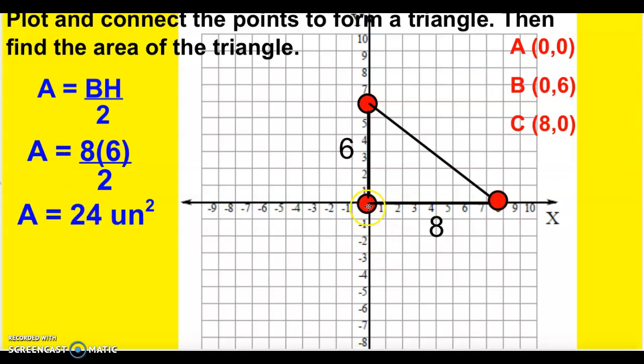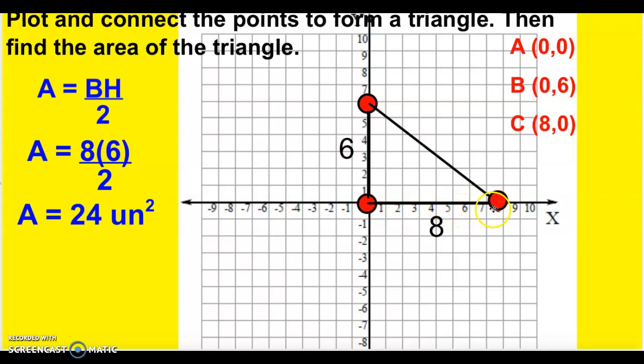0, 0 is the origin. It's the middle of the graph, so that's point A. 0, 6 means I start at 0 and go up to 6. And 8, 0 is across 8 and stay at 0. If you made any mistake, please fix it.